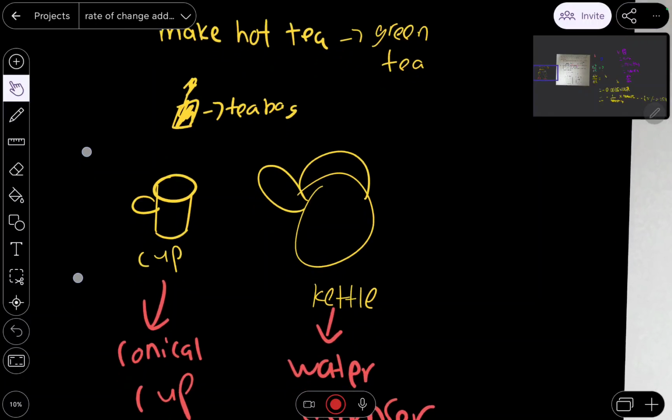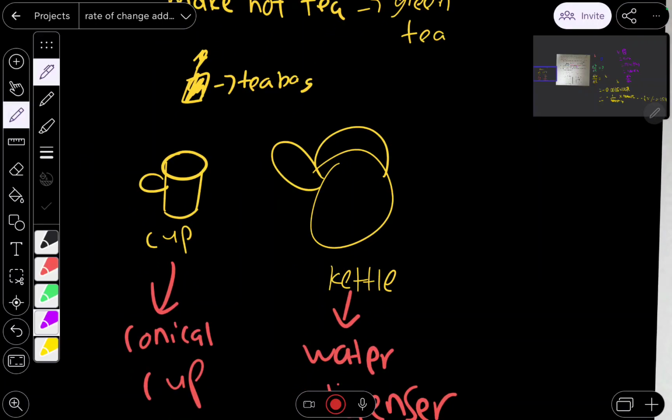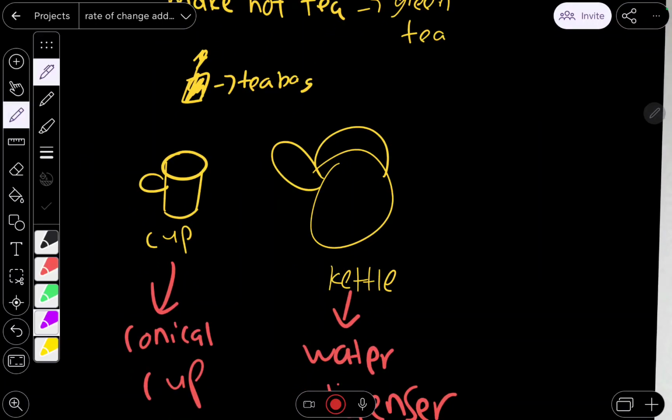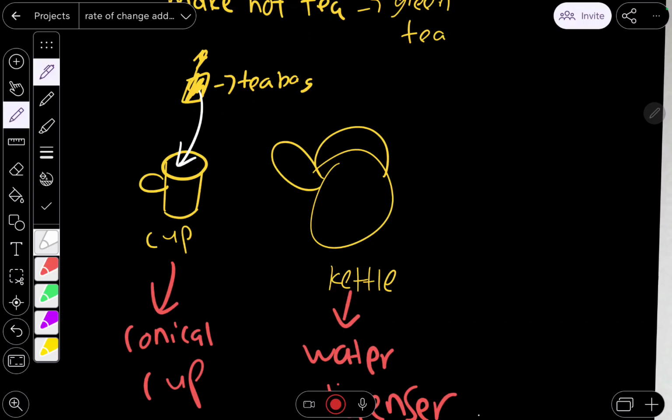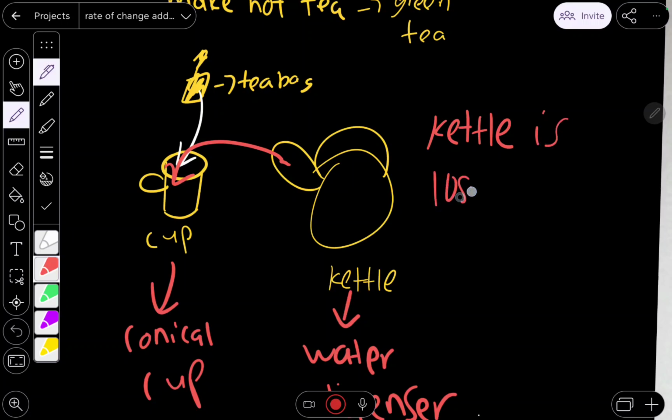So when you want to make tea, right? Okay? As I said earlier, before you make your tea, of course, for some people, they will put the tea bag inside first, and then, okay, see, the kettle, you have to pour water from the kettle into the cup, right? What does that mean? That means the kettle is losing water.